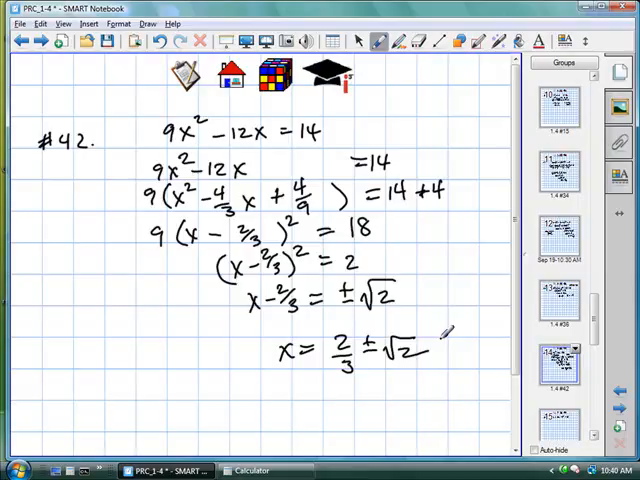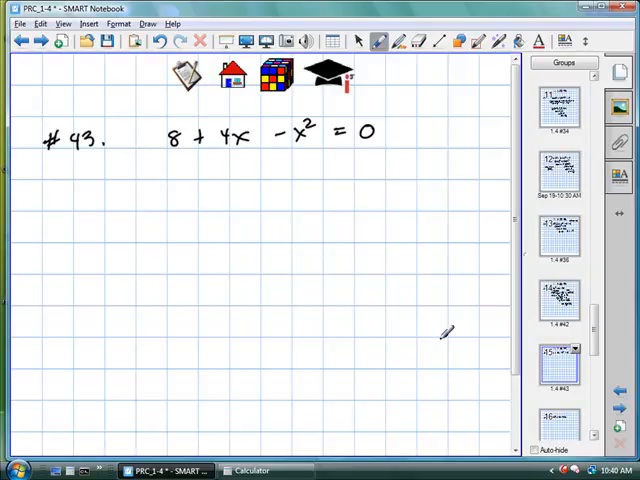Okay, 43. This is another complete the square. Well, now this is messed up in a number of ways. We got a minus, it's in the wrong order. You know, I can get rid of that minus sign real quickly. How about if I add x squared to both sides? So it's like, let's leave the 0 on the right.